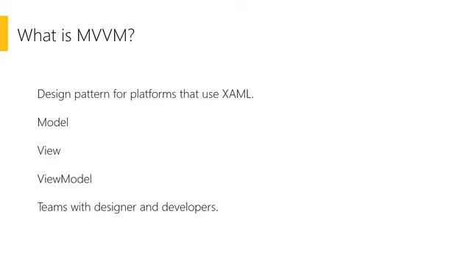Now let's start with what MVVM is. MVVM is a design pattern exclusively for platforms which use XAML as the language to create the user interfaces. Now, MVVM, as I mentioned, has 3 modules, and the first one is the model. Actually, each of these modules conform the name MVVM. The first M stands for model, the first V stands for view, and VM is for view model. So, like I mentioned, this is very interesting, especially for teams with designers and developers working on the exact same project.